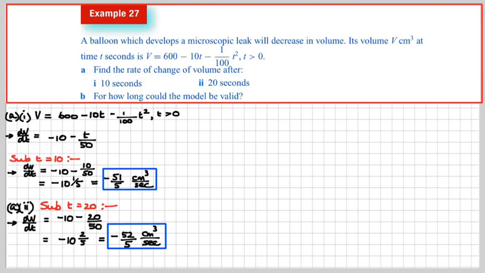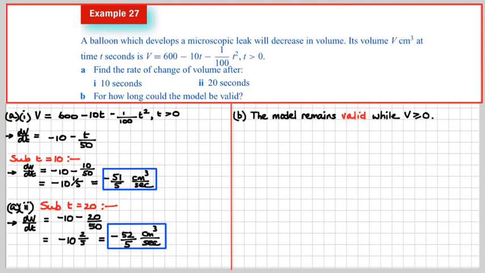Alright, that's A done. Here's B now. The model remains valid while V is greater than or equal to 0. Of course it does, yeah? So you can see that the original volume of this thing when T is 0 would have been 600, right? So we want the V to be from 0 up to 600. That's when the model's going to be valid, right? So why don't we just work out the time at which V is 0, and that'll get us the time interval over which the model is valid. You get what I mean?